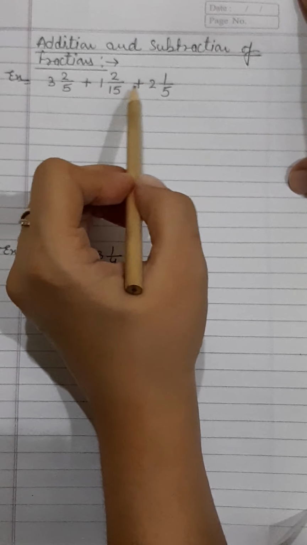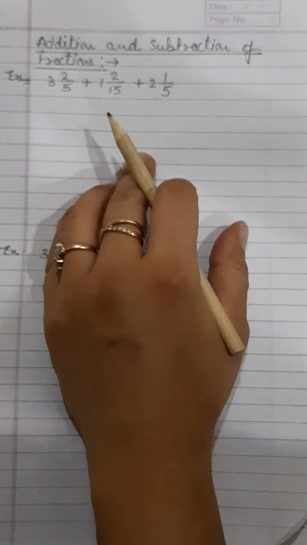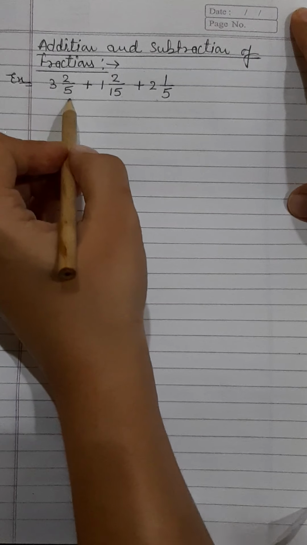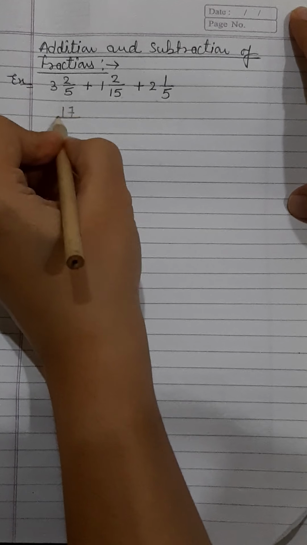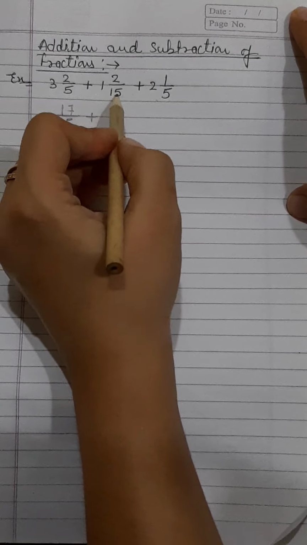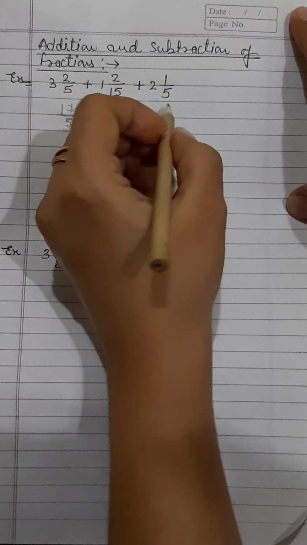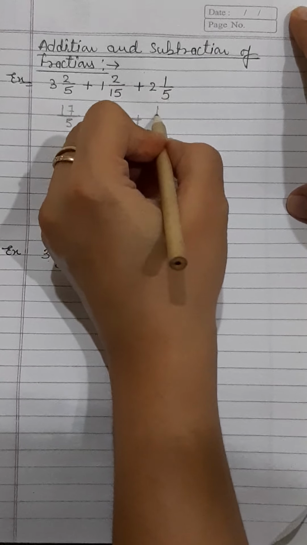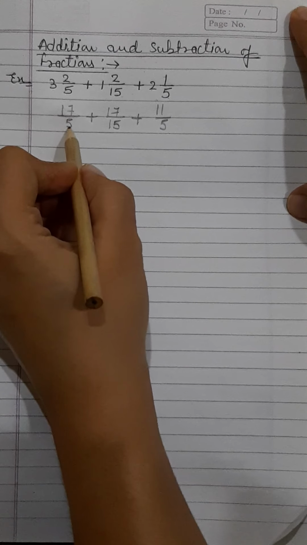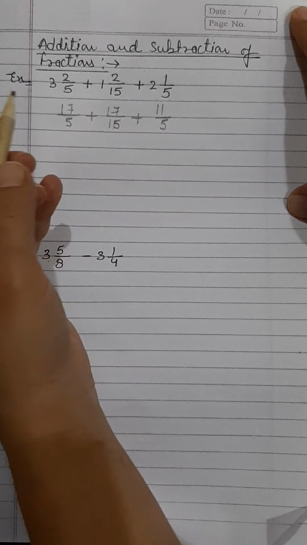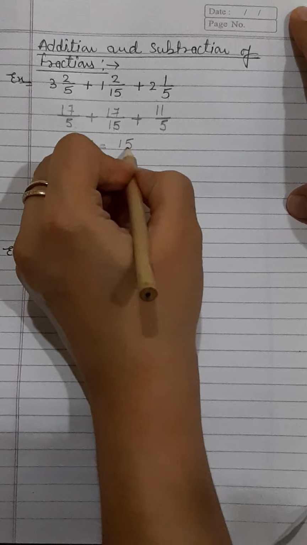Now next is addition and subtraction of fractions. If you have to add these three mixed fractions, first you have to convert them into improper fractions. So 5 3s are 15, 15 plus 2, 17 by 5, plus 15 1s are 15 plus 2, 17 by 15, plus 5 2s are 10, 10 plus 1, 11 by 5. Now you have to take the LCM. LCM of 5, 15, 5. So what will it be? The LCM will be 15.